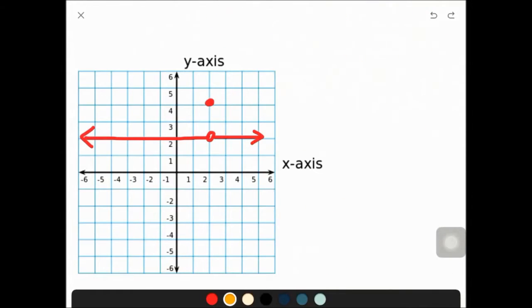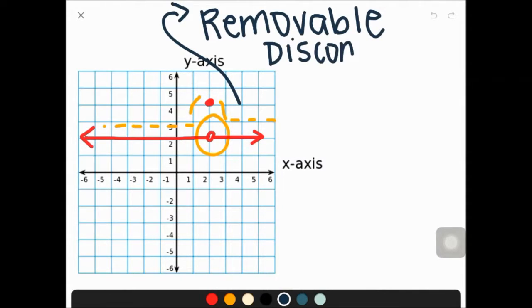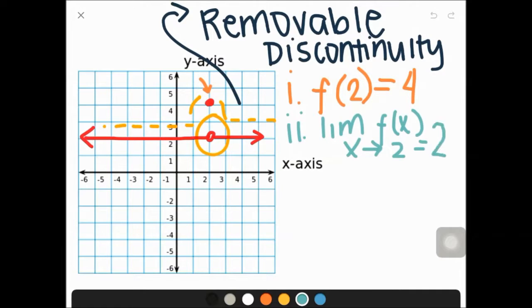Time to graph. In this first example, you can see that if I trace this line, there will be a point in which the function stops, and there is a hole. It is then a removable type of discontinuity. If we evaluate, f of 2 will be equal to 4. If we take the limit, the graph approaches the value of 2 from both sides. As you can see, they are unequal, so it holds true.